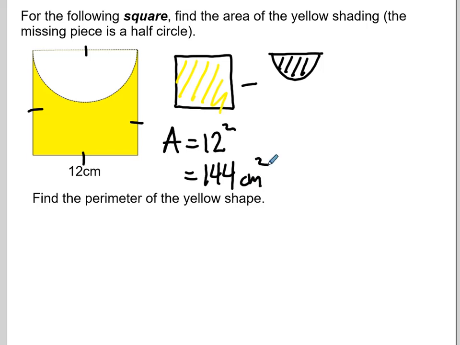Now the circle I have to approach a little bit differently, because the area of a circle is pi r squared. But I don't want the full circle. What I want is half the circle.